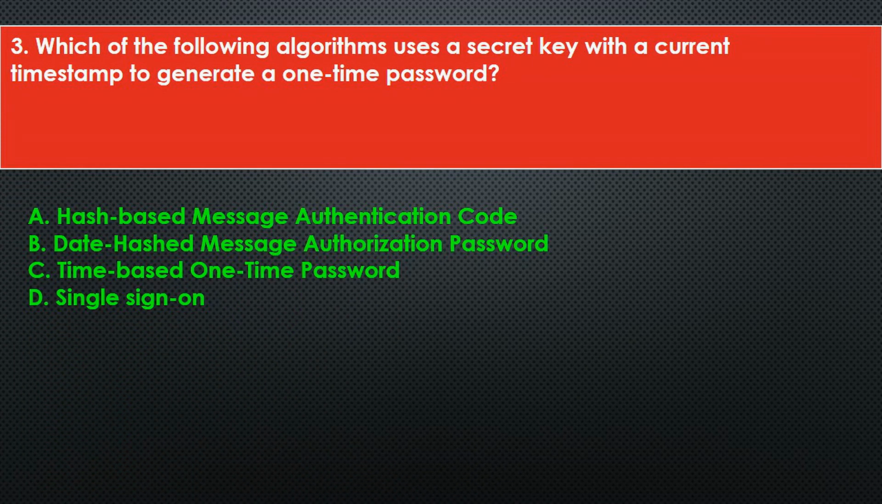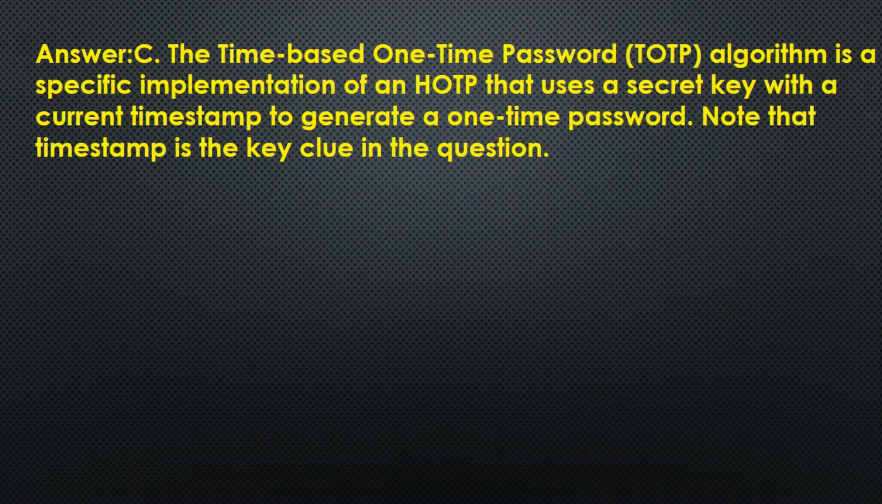3. Which of the following algorithms uses a secret key with a current timestamp to generate a one-time password? A. Hash-based message authentication code. B. Date-hashed message authorization password. C. Time-based one-time password. D. Single sign-on. Answer C. The time-based one-time password, TOTP, algorithm is a specific implementation of an HOTP that uses a secret key with a current timestamp to generate a one-time password. Note that timestamp is the key clue in the question.